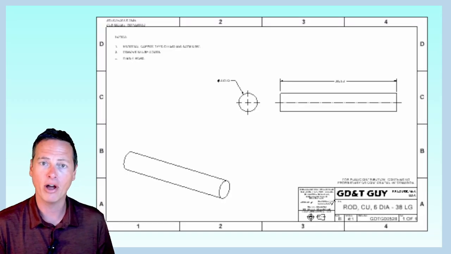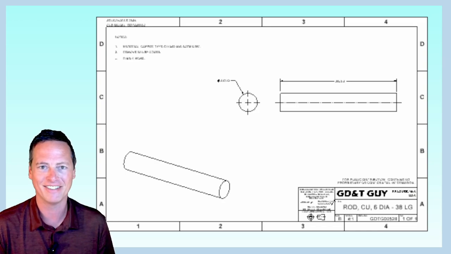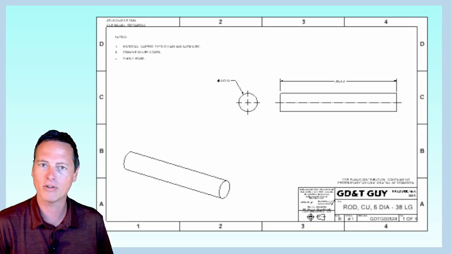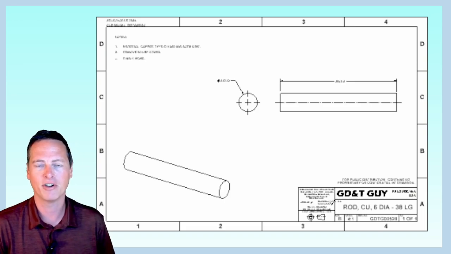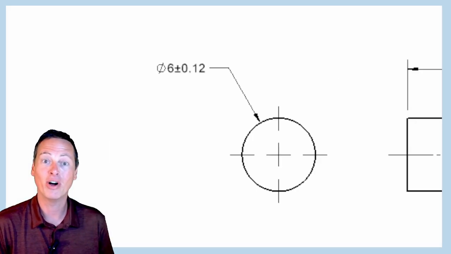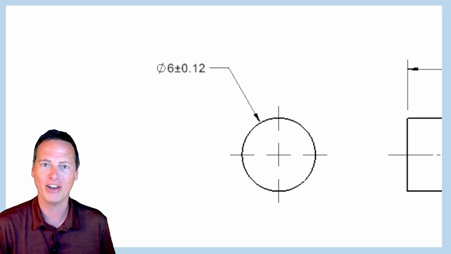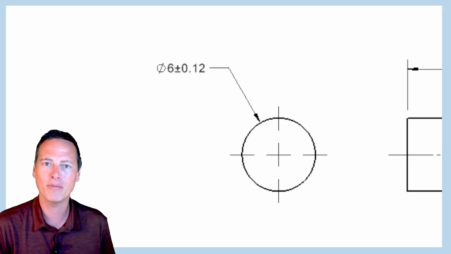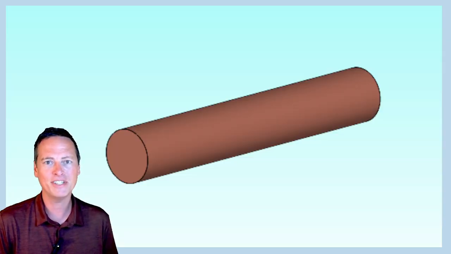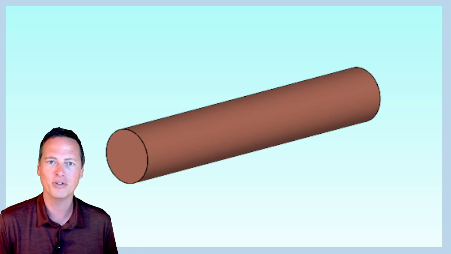Another one is actual mating envelope, and this is drawing GD&T 00528. This part is a copper rod, 6 millimeters in diameter, plus or minus 0.12. Well, if you remember our rule number 1, the envelope principle, then you'll know that this has an important meaning beyond just the size limits, which is that the MMC size, 6.12, is not just a size limit.